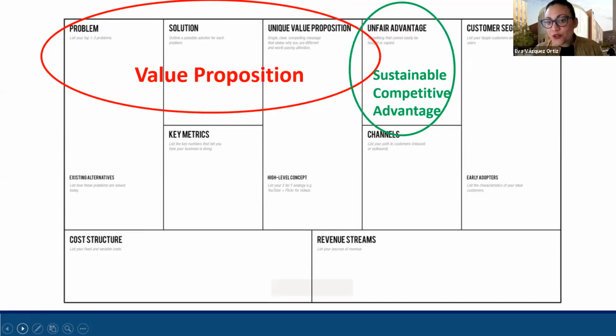This is basically your sustainable competitive advantage. What exactly you're doing that your competitors cannot replicate? What exactly will allow you to go into market and survive competition?